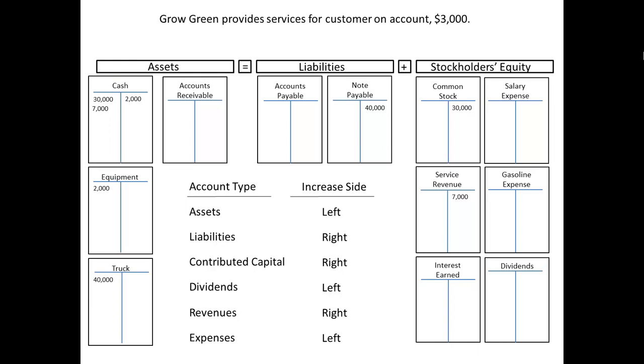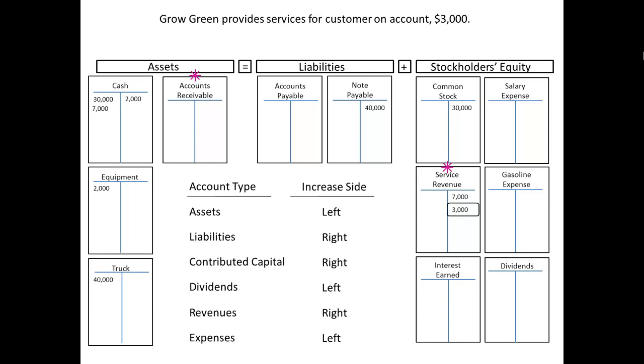Next, Grow Green provides services for a customer on account. What accounts are affected? Service revenue and accounts receivable. For service revenue, what type of account is it? Revenue. What is the increase side for a revenue? The right. Did the transaction cause service revenue to increase or decrease? Increase, since Grow Green earned. Since service revenue increased, we'll record the $3,000 on the increase side, the right side of the service revenue account.